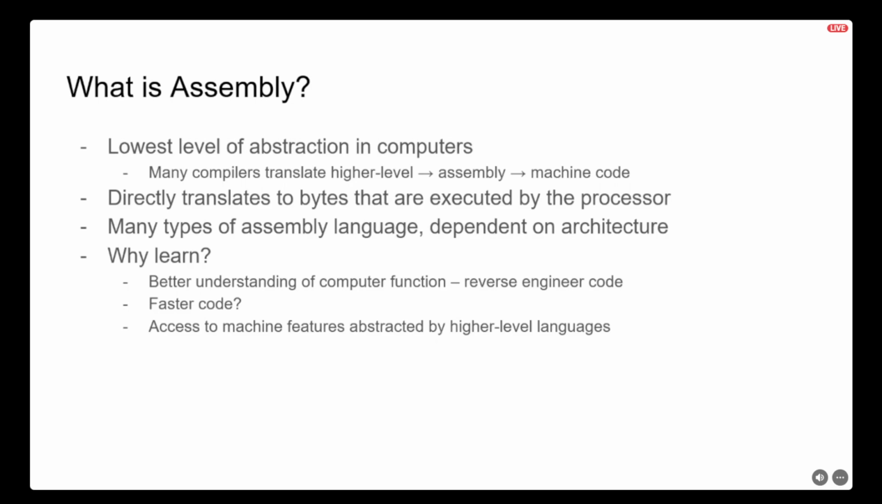And another benefit to assembly is that you have access to machine features that are kind of hidden by higher level languages. So you're quite literally directly telling the CPU what to do. Having that access can definitely be a benefit, and especially in the case of the story that Professor Phipps shared.